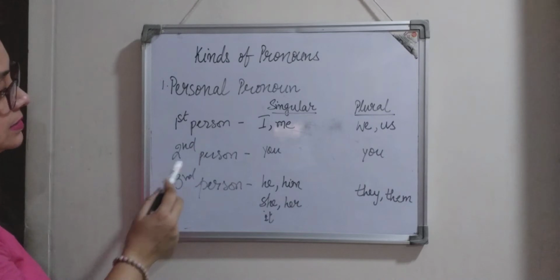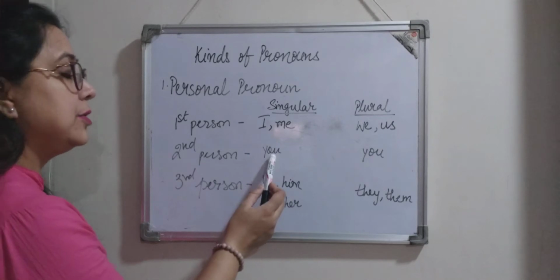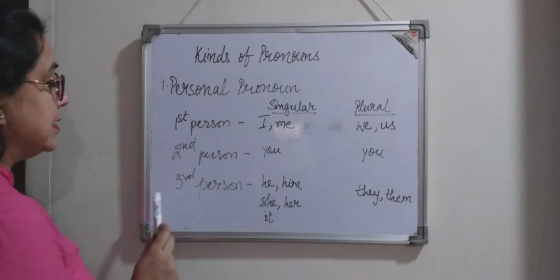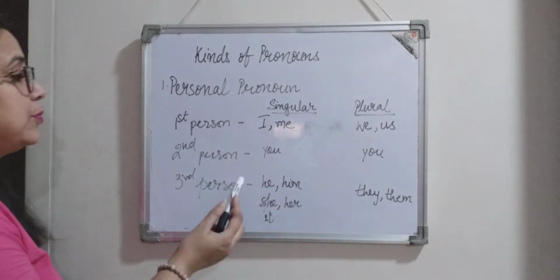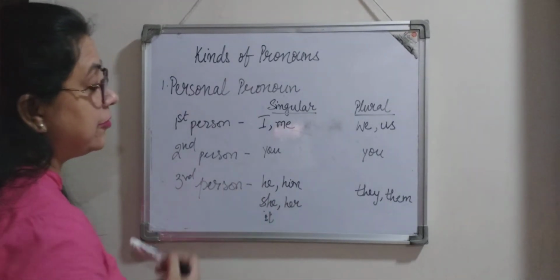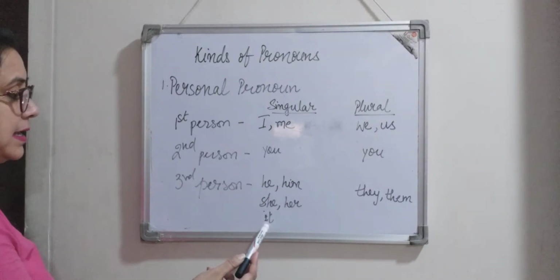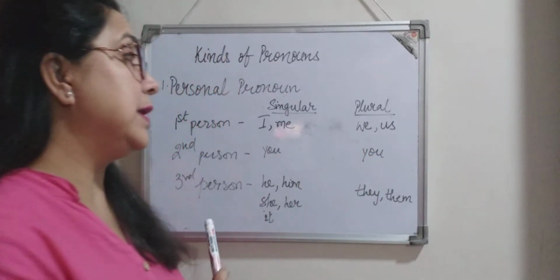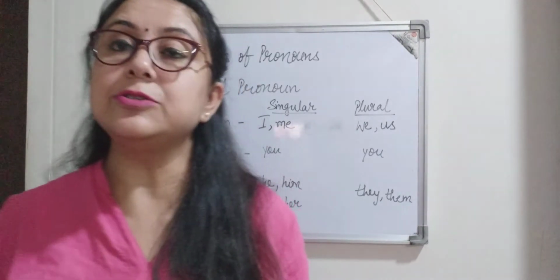In second person, that is the listener, the pronoun used is you, in singular and in plural as well. In third person, that is the person about whom we talk, the pronouns used are he, him for masculine gender, she and her for feminine gender, and it for neuter gender. And similarly, the pronouns in plural form are they and them, right? So I hope the personal pronouns are clear to you.